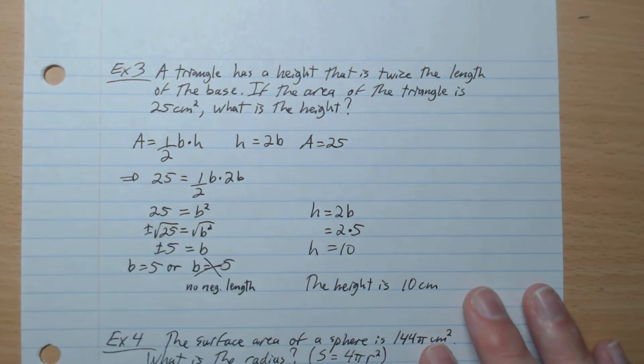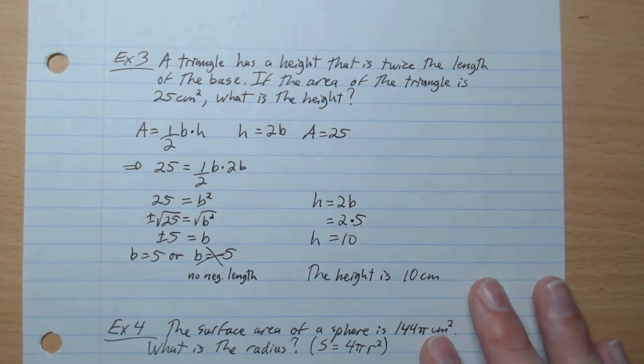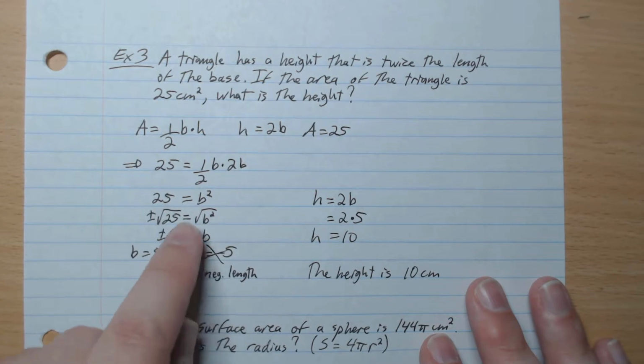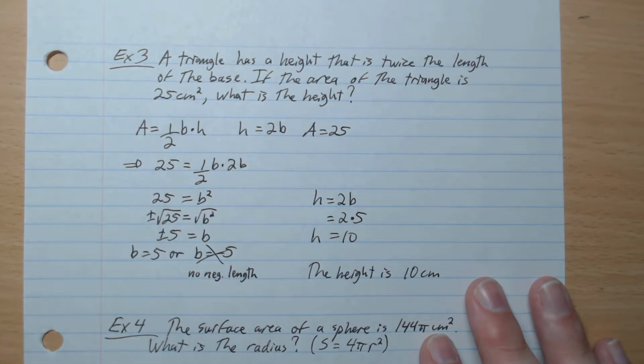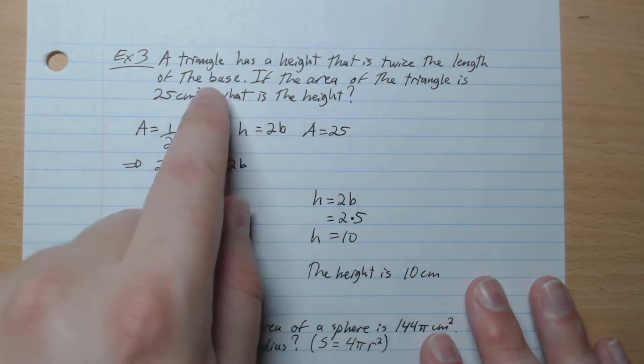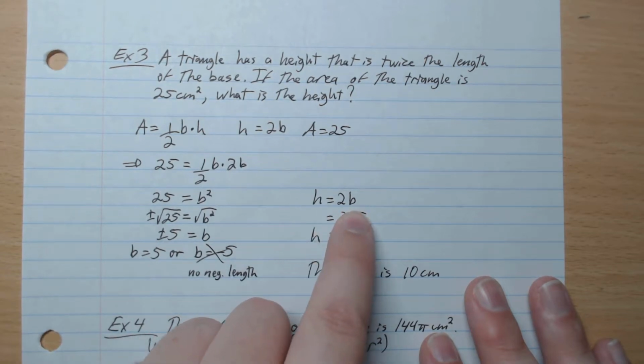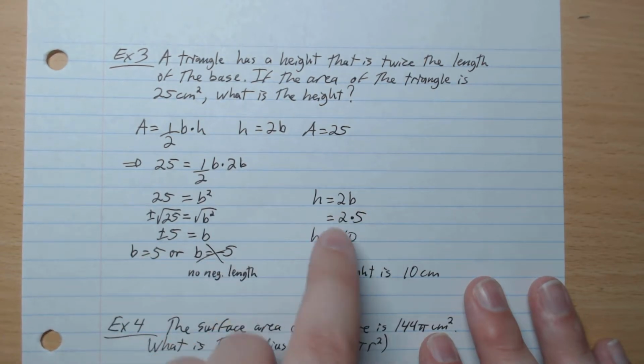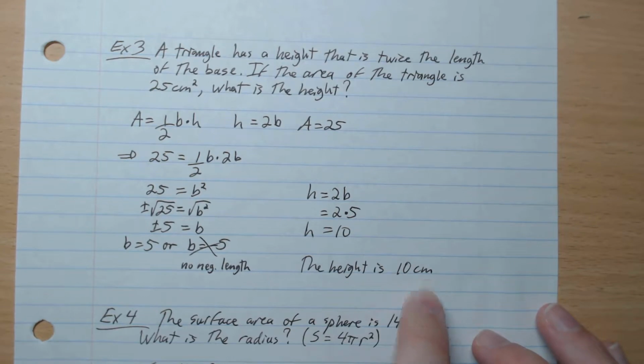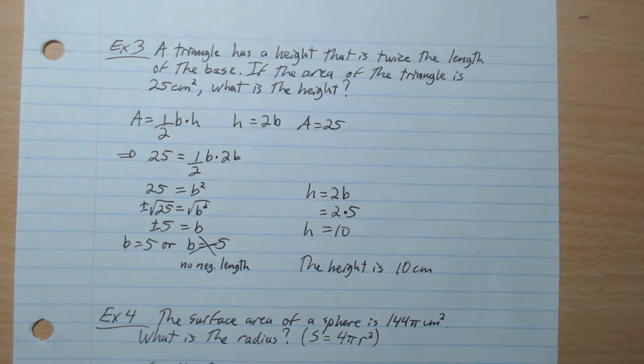Square root both sides, b equals plus or minus 5. So b equals negative 5 is rejected because we do not have a negative length. And the question is, what is the height? So height is 2b. We found b to be 5, so h is 10. So the height is 10 centimeters.